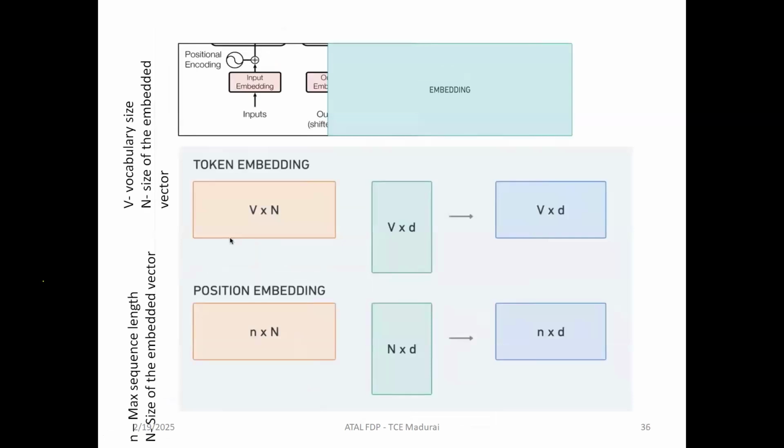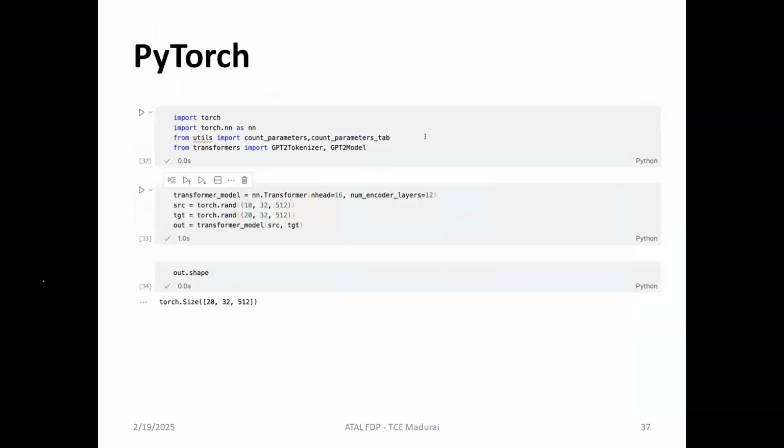Here again the token embedding parameters are given and the position embedding is also given. V refers to the vocabulary size of the text we are going to feed as input, and d is the size of the embedded vector. N refers to the maximum sequence length, and this is the size of the embedded vector. So we are going to feed this as input to both the encoder as well as the decoder.